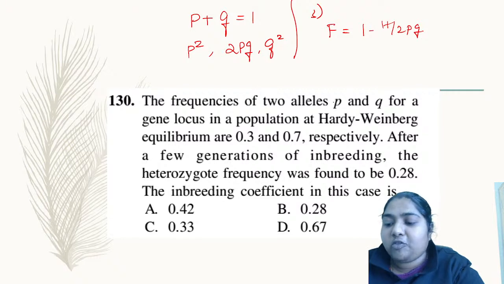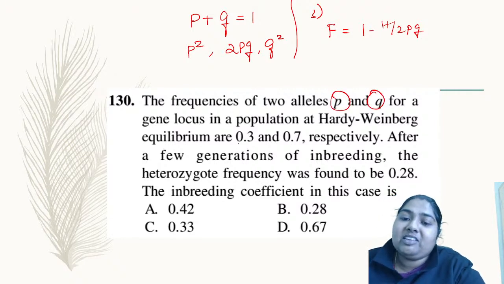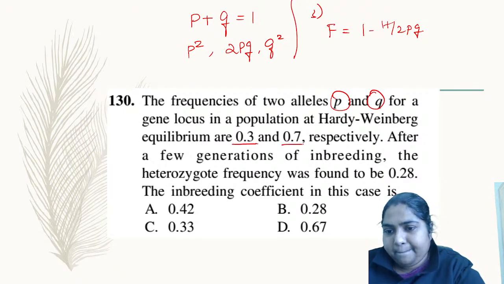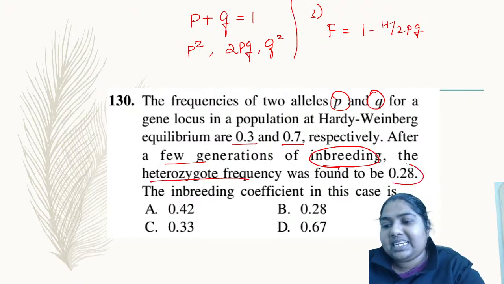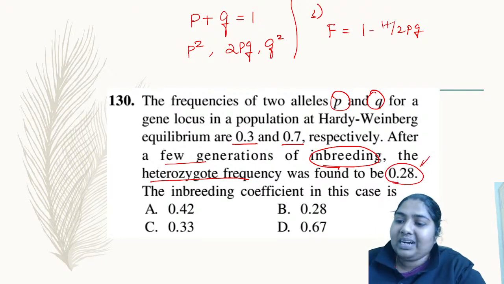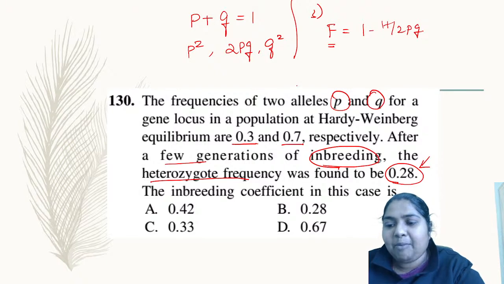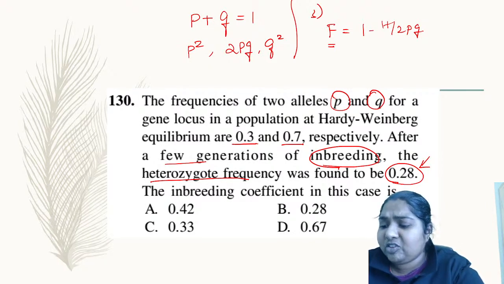The frequency of 2 alleles, P and Q, is given as 0.3 and 0.7. After a few generations of inbreeding, the heterozygote frequency was 0.28. So what is the inbreeding coefficient? Apply it and tell me. You know the formula, you just have to apply and tell me.